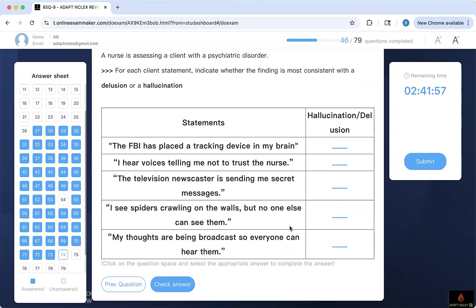Mental health concepts. I have 3 good mental health concepts that will throw your mind. Don't leave. Come back and watch this. It may be tricky, but it's designed for that. It's good to know the difference between delusion and hallucination, and that's what this is testing. For each client statement, indicate whether the finding is most consistent with delusion or hallucination. The FBI has placed a tracking device in my brain. What do you think? Do you think this is delusion or hallucination? I hear a voice telling me not to trust the nurse. The television newscaster is sending me a secret message.